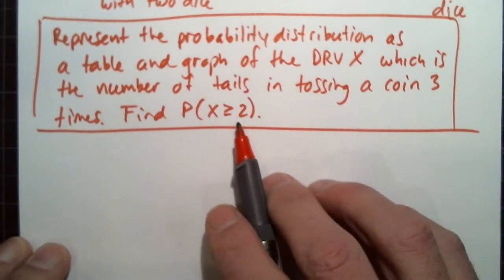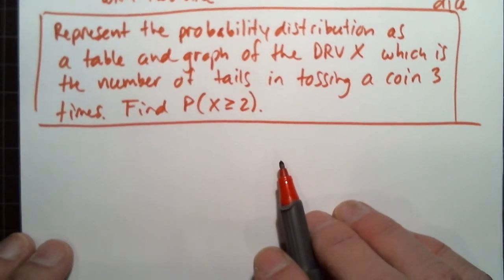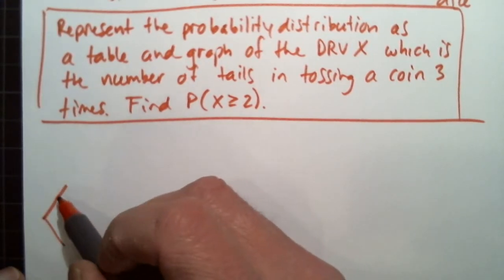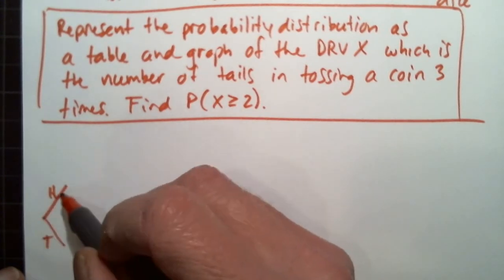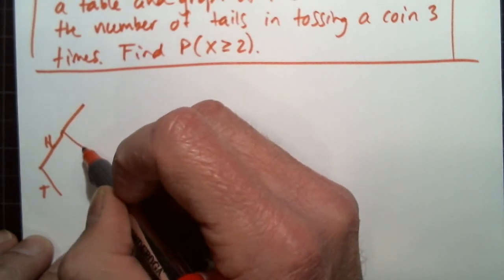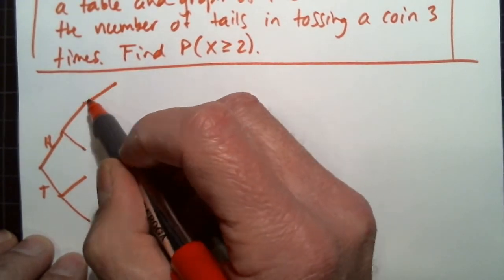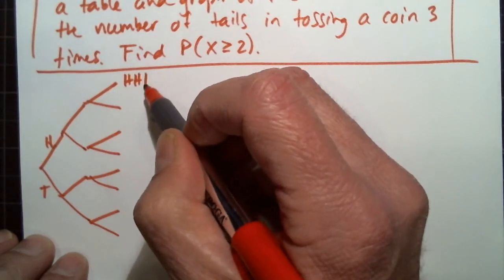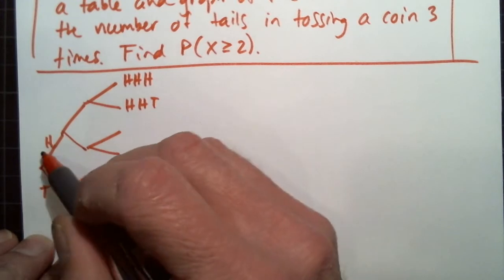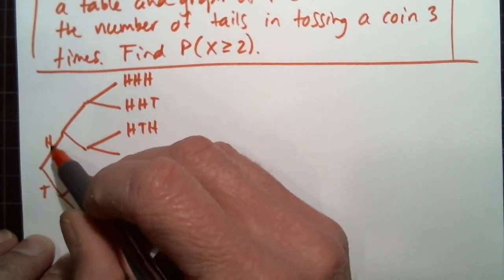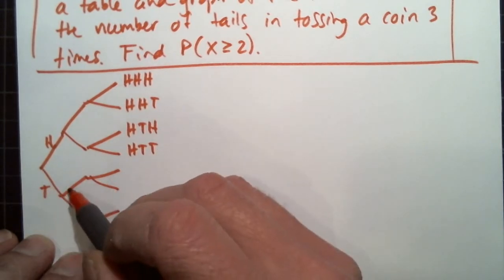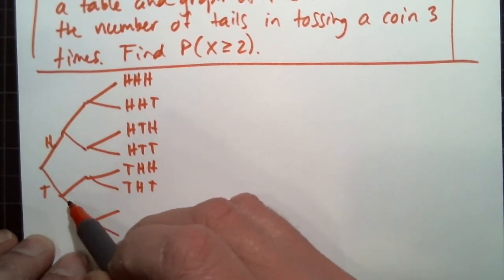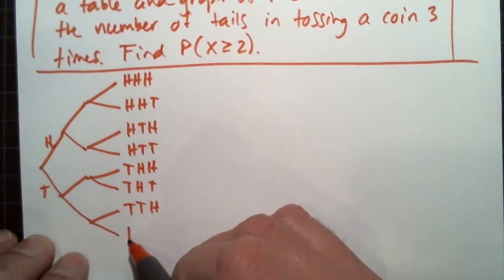So let's look at a tree. We can see what the sample space is for flipping a coin 3 times. So we can have heads or tails, and we flip it again. If we flipped heads the first time, then we can flip heads or tails, and then we can flip heads or tails. That would be the third flip. So we can see that that's heads, heads, heads, heads, heads, tails, heads, tails, heads, heads, tails, tails, tails, heads, heads, tails, heads, tails, tails, tails, heads, tails, tails, tails.